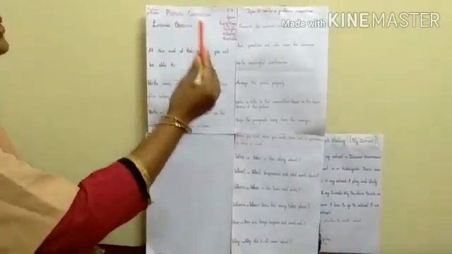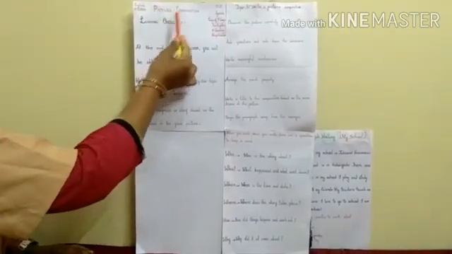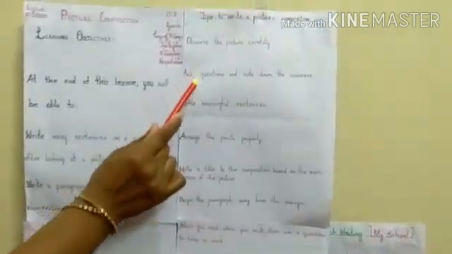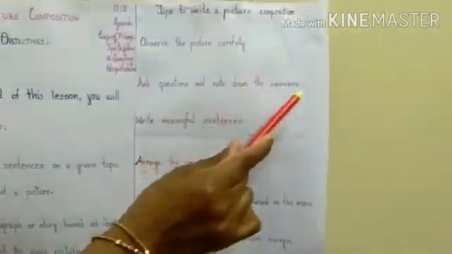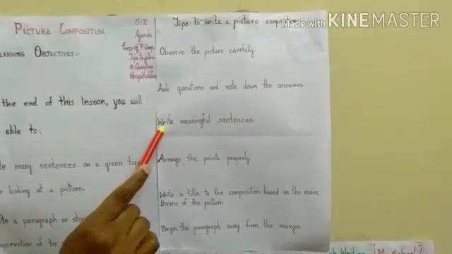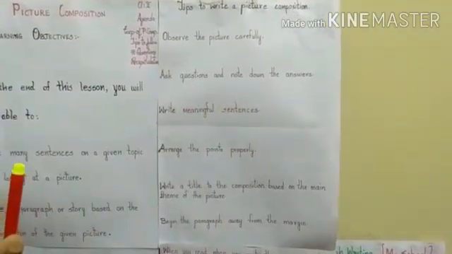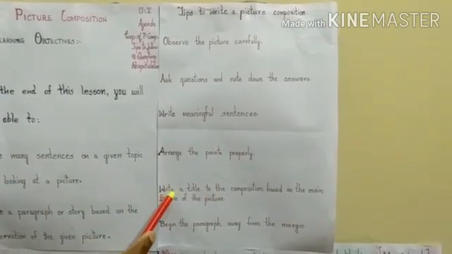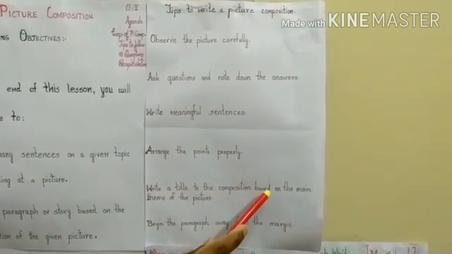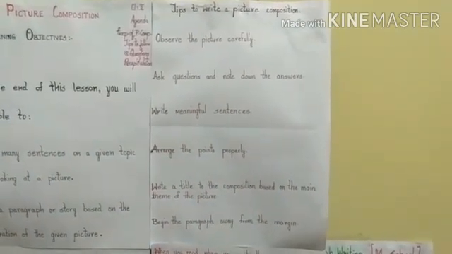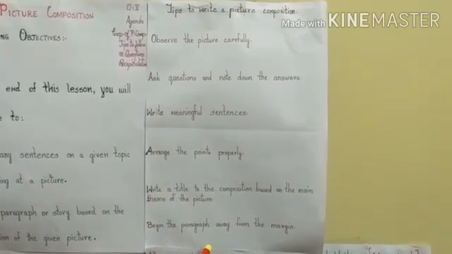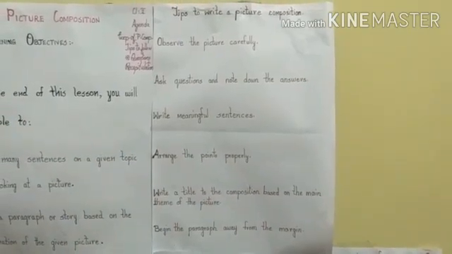Children, we have to follow a few tips to write picture composition. That is, observe the picture carefully. Ask questions and note down the answers. Write meaningful sentences. Arrange the points properly. Write a title for the composition based on the main theme of the picture. Then begin the paragraph away from the margin line.